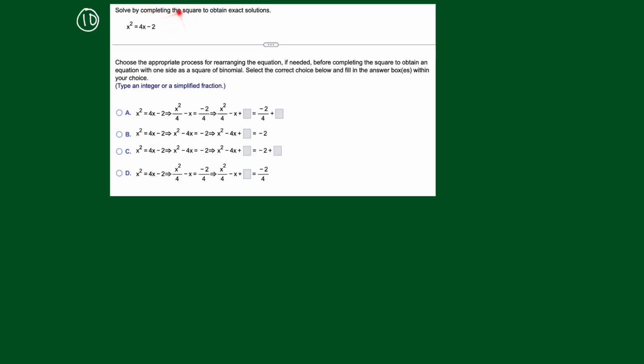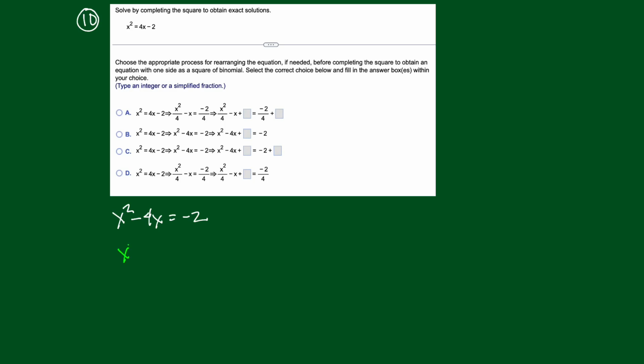Now we're going to solve this equation by completing the square to obtain exact solutions. So it's not quite in the right form. I want all the x's on one side. So I'm going to write it as x squared minus 4x equals negative 2. Now I know what to do here. I'm going to take half of this negative 4. All right, and if I take half of negative 4, I'll get negative 2, square it, add it to both sides.